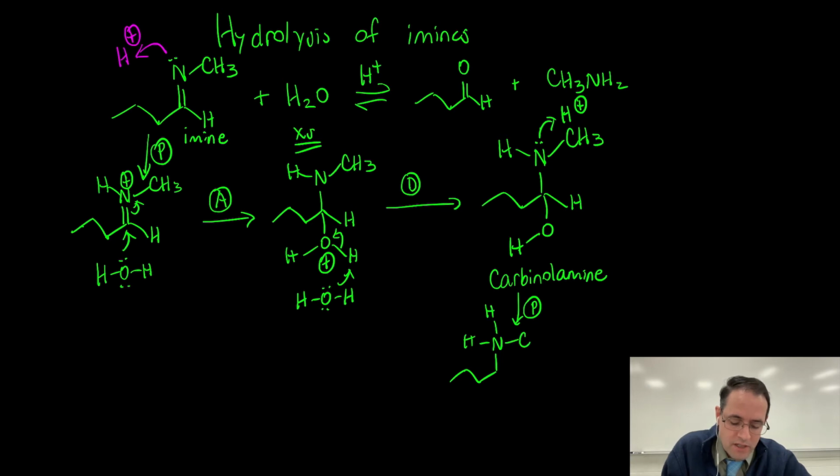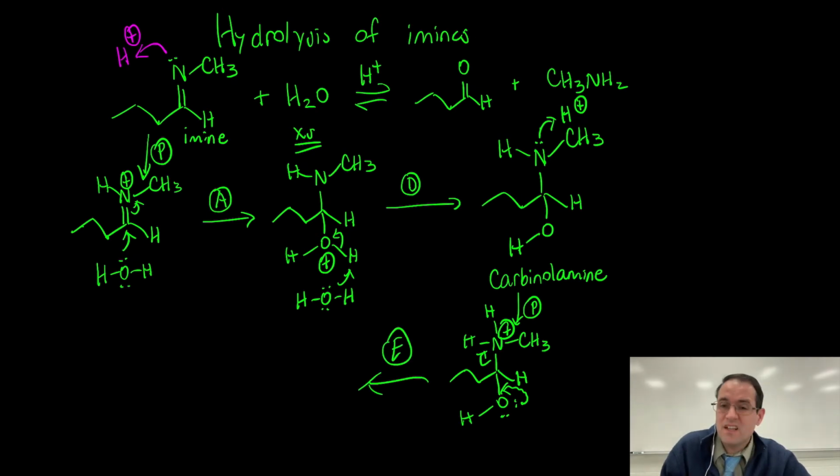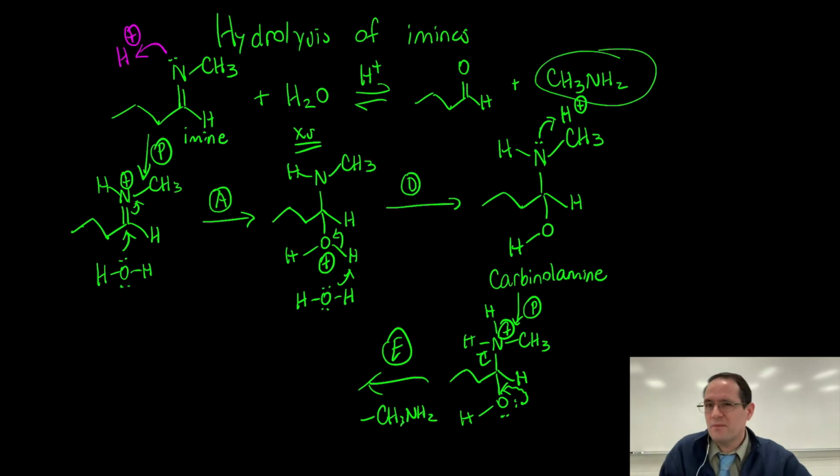Now that we've protonated the nitrogen, that makes it a pretty good leaving group. And the OH, or the lone pairs on this hydroxyl group, can assist with the departure of this leaving group. So that's the elimination of the leaving group. And so I'll just write minus, or losing, CH3NH2. Okay, so that's one of the products.